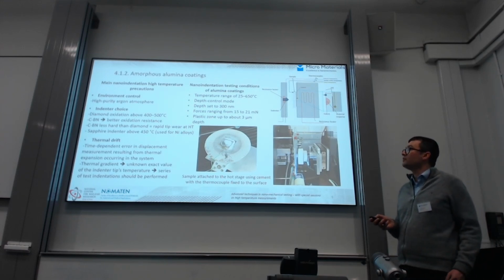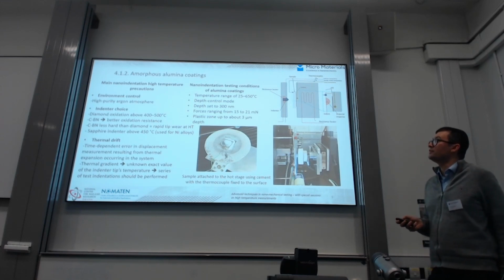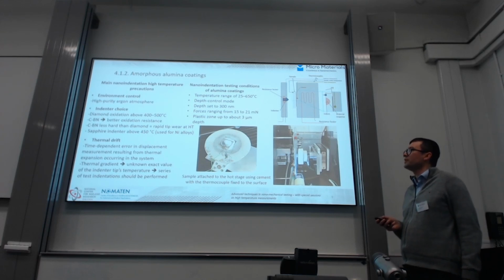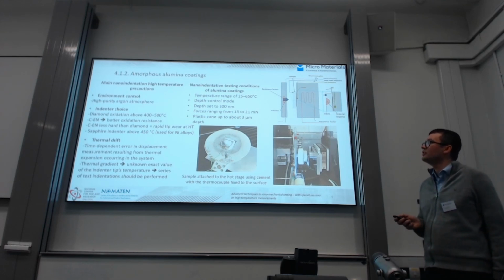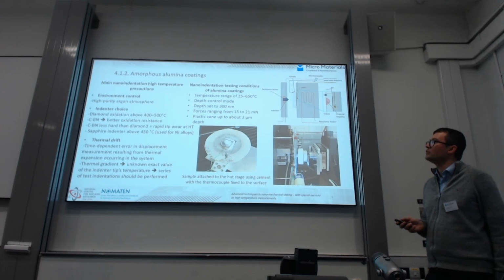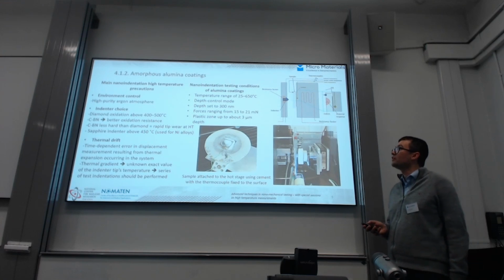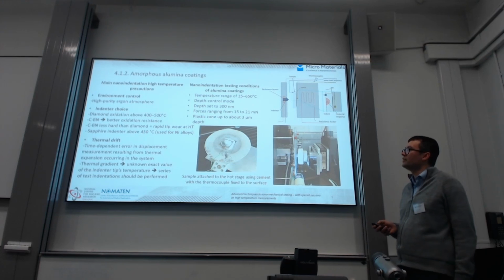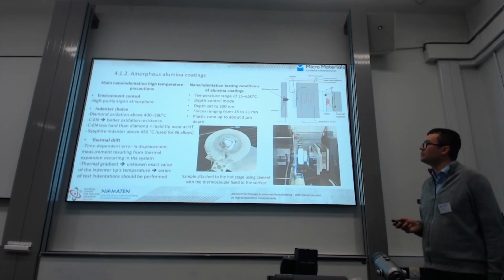And of course, I think everyone knows that there are several precautions that should be taken before performing high temperature nanoindentation. Of course, there is environment control. We perform at a high purity argon atmosphere. The indenter choice is very crucial because, for example, diamond can oxidize at 400 degrees C, so it's not suitable for high temperature studies.